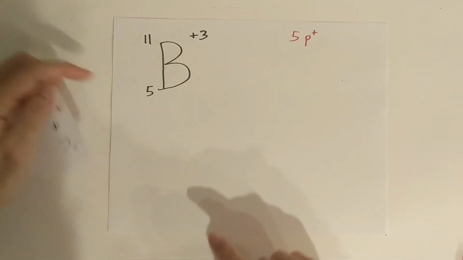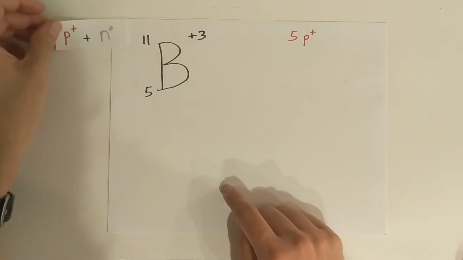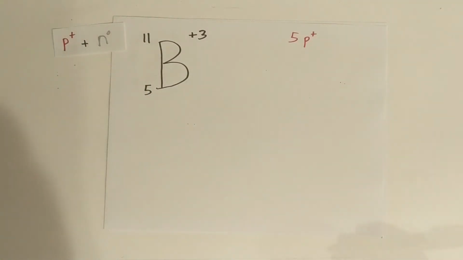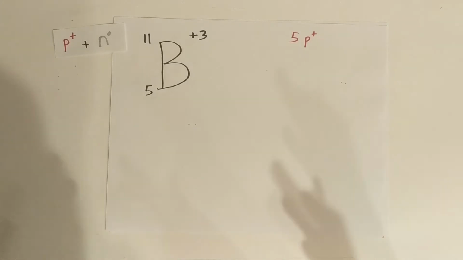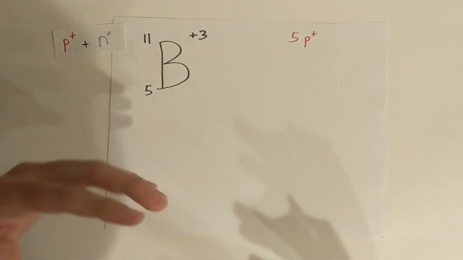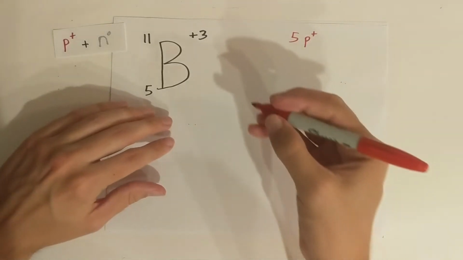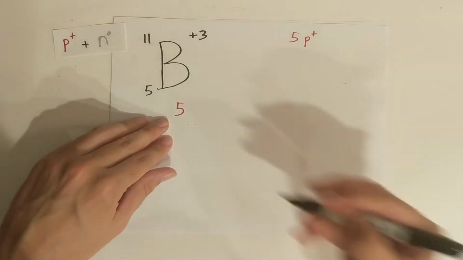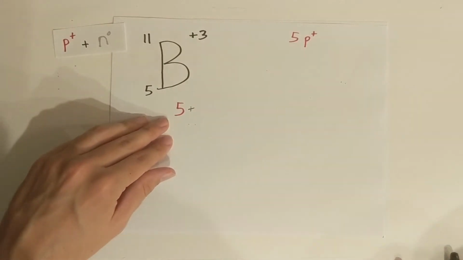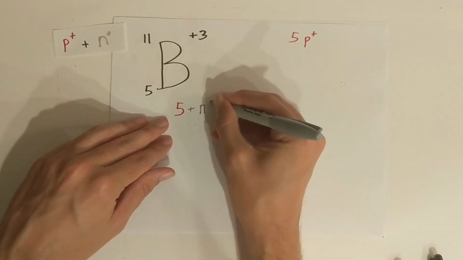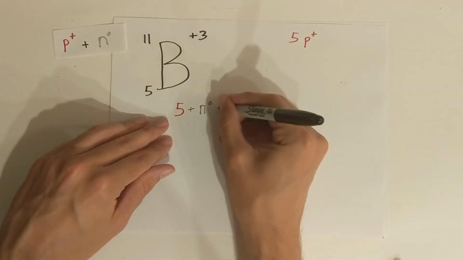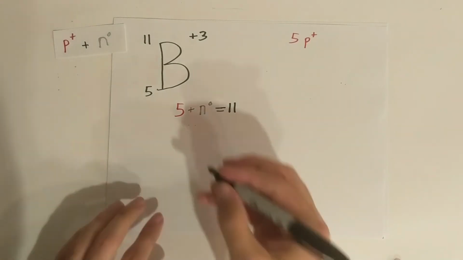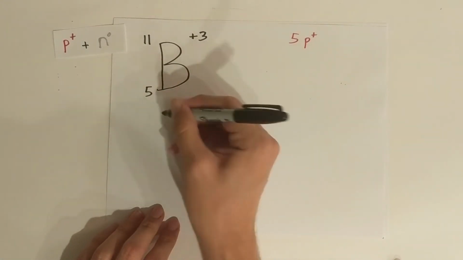We know we have 5 protons, and we know that our protons plus our neutrons is equal to 11. If we can do this in our head, we could just jump straight to the answer. But let's say we didn't know how to do it in our head. We could write it out here. We would have 5 protons plus however many neutrons we got, we don't know yet, and that would equal 11. So we do a little bit of math. We subtract 5 from both sides.